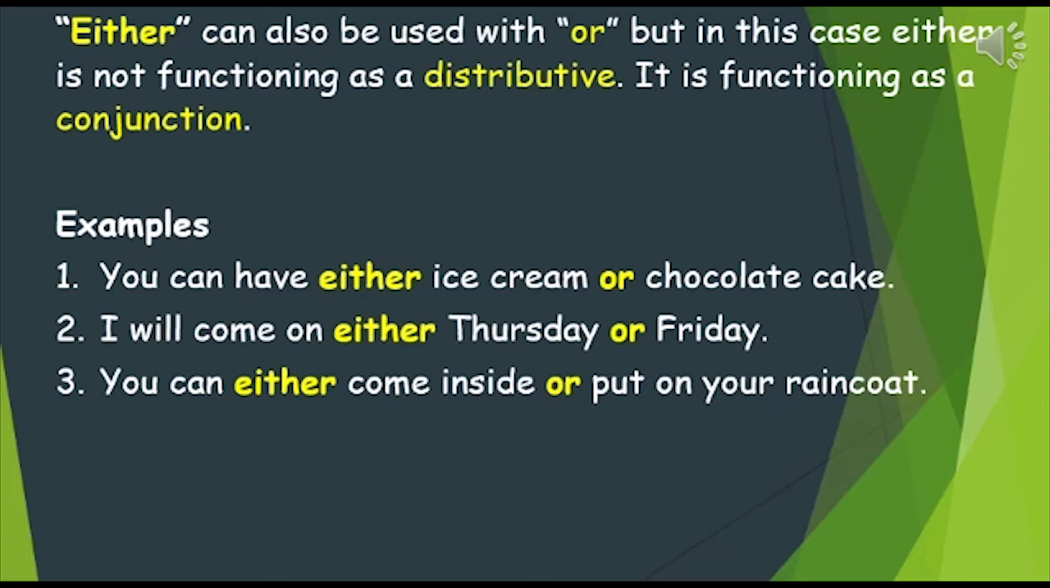For example, you can have either ice cream or chocolate cake. Either take ice cream or chocolate cake. I will come on either Thursday or Friday. I will come either on Thursday or on Friday. You can either come inside or put on your raincoat. Either come inside or put on your raincoat. This is for giving a choice between two things.